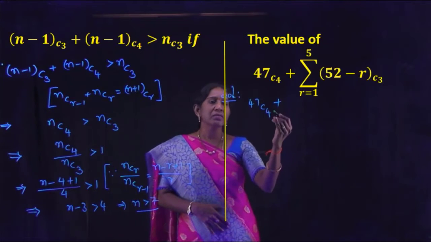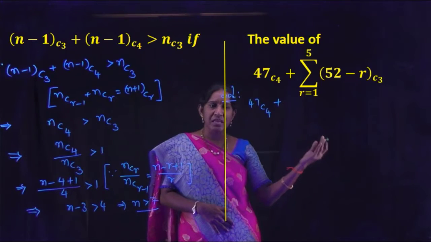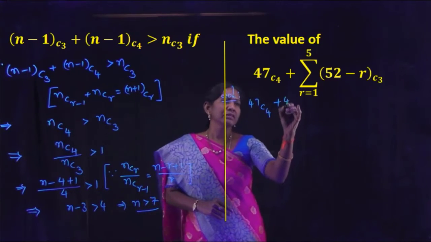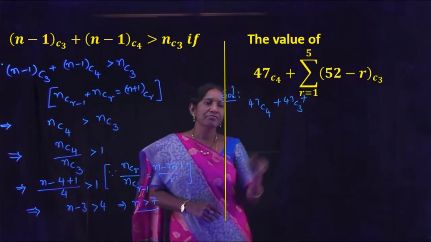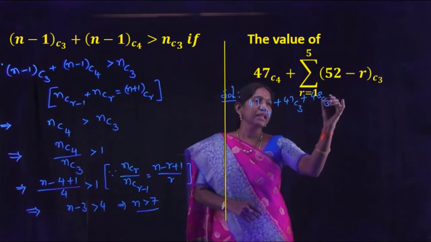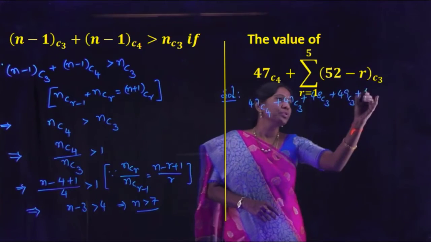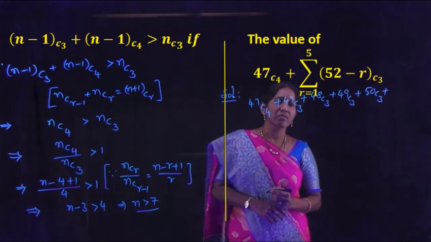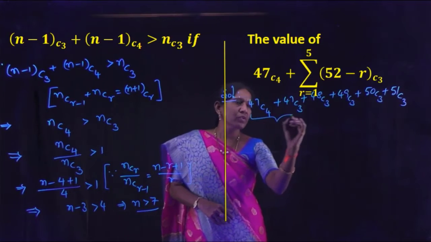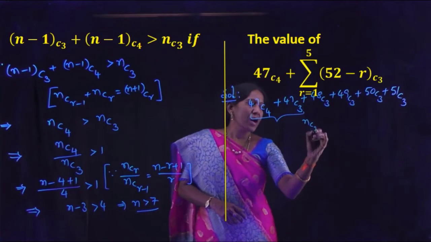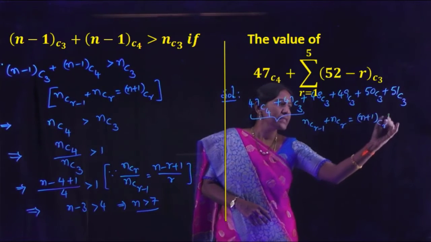Then if r is equal to 1, this will come 51C3, r equal to 2, 50C3 and so on. R equal to 5, this value becomes 47C3, plus r equal to 4, this is 48C3, r equal to 3, 49C3, plus r equal to 2, 50C3, plus r equal to 1, it becomes 51C3. So, in this we can apply the formula nC(r minus 1) plus nCr is (n plus 1)Cr.